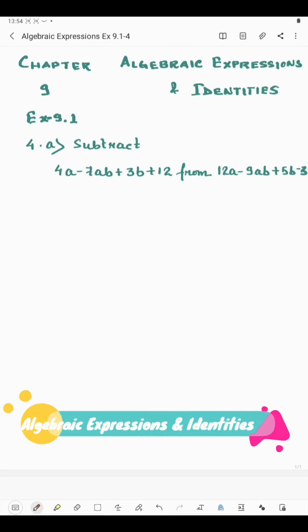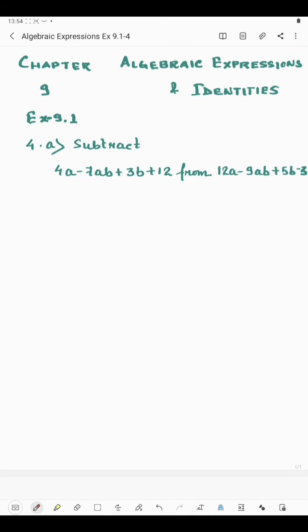Hello students, now I am going to do question number 4 of exercise 9.1. In this question we have to subtract 4a minus 7ab plus 3b plus 12 from 12a minus 9ab plus 5b minus 3. So we have to subtract this expression from this expression, okay? This expression we will have to write on top.